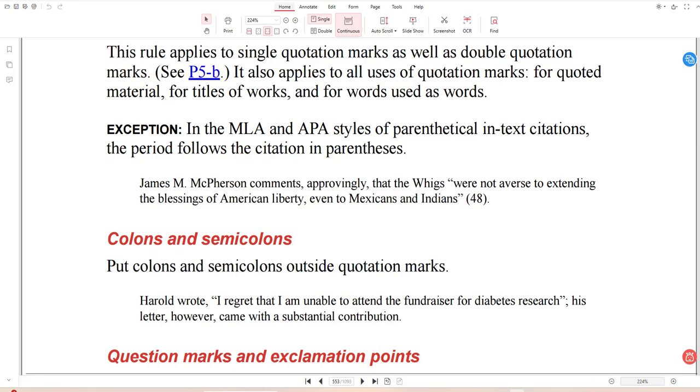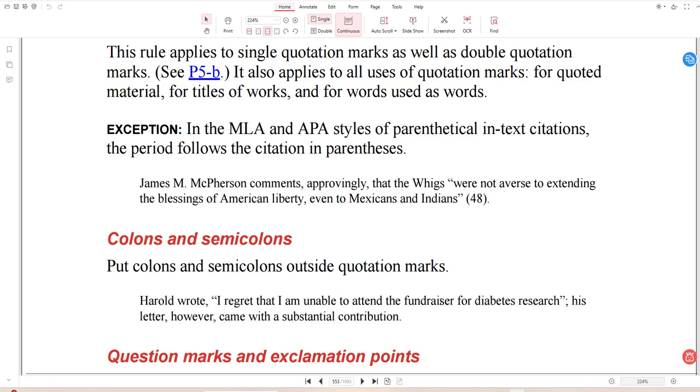James M. McPherson comments approvingly that the Whigs were not averse, "that the Whigs were not adverse to extending the blessings of American liberty, even to Mexicans and Indians" (48), and at the very end of everything, the period.